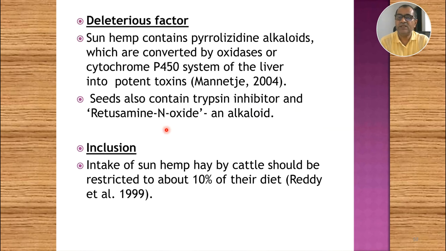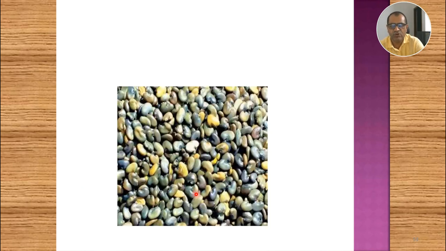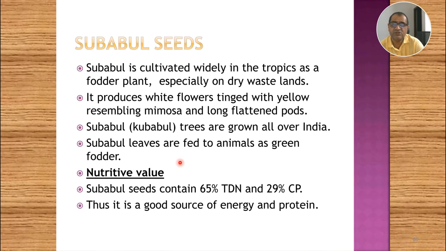Particularly the sun hemp. Then intake of sun hemp hay by the cattle should be restricted to only about 10%, not more than this. Don't put it more. So this is the sun hemp, and it may contain more and more protein, but as it contains the toxic principle, it should not be used more than that.